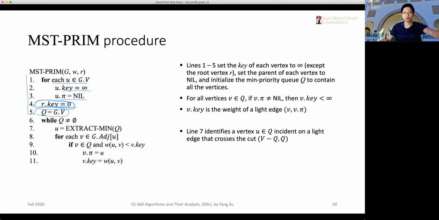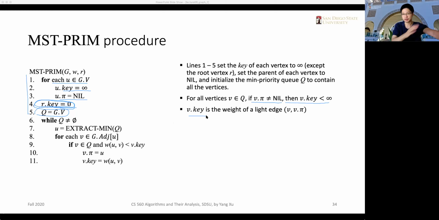let's look at these two bullets again. Before line 7, after initialization, for all the vertices in the queue, if any vertex has a parent that is not nil, then its key will also be an actual valid number rather than infinity. The key is the key attribute that we defined first, and it is actually the weight of the light edge from V to the parent of V.